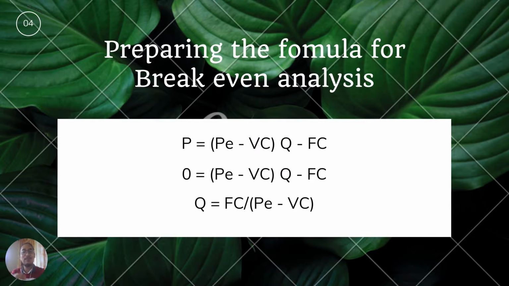Using the formula we have developed, we can then proceed to calculating for our break-even quantity. Remember that break-even is that level of production where total revenue equals total cost, which also means that profit is zero. With that, solving for quantity, we are left with: break-even quantity is equal to fixed cost divided by the difference of price and variable cost per unit.